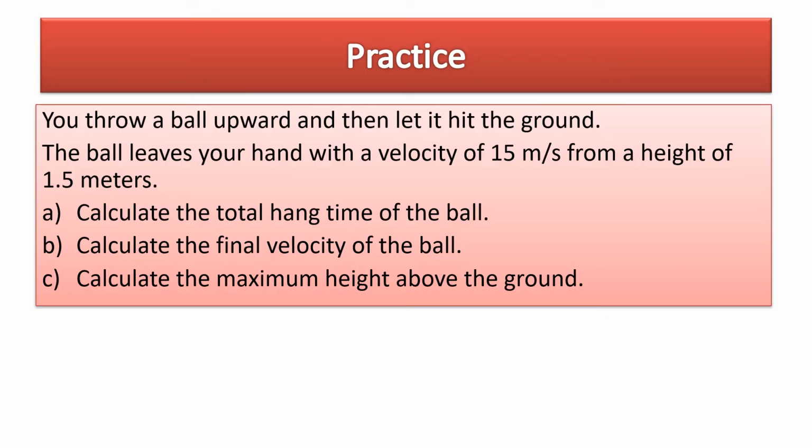I'll do one more with you. This one's going to be a little bit different. So you'll see how it's not the same problem every single time. You have to handle the situation that's being thrown your way. So it says you throw a ball upward and let it hit the ground. The ball leaves your hand with a velocity of 15 meters per second from a height of 1.5 meters. So they're giving you some different parameters than in the previous problem. So we know we're going to have to handle this a little bit differently.